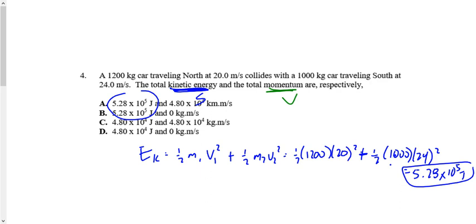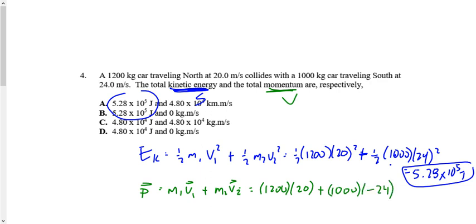Now, for momentum, we do m1 v1 plus m2 v2. That's 1,200 times 20 plus 1,000 times negative 24. And when we do the math there, it works out to be what? 0. Yeah, 0 kilograms meters per second. Or, hey, now we could say 0 kilograms meters per second or 0 Newton seconds. You know now as well, right? They gave me the numbers in kilograms meters per second, though, so that's what we'll go with. My answer ends up being B, 5.28 times 10 to the 5 and 0.